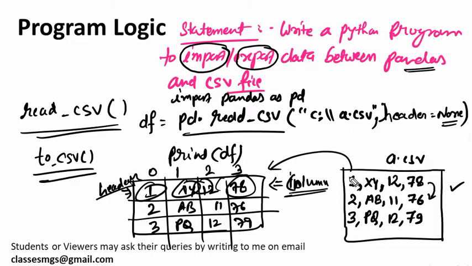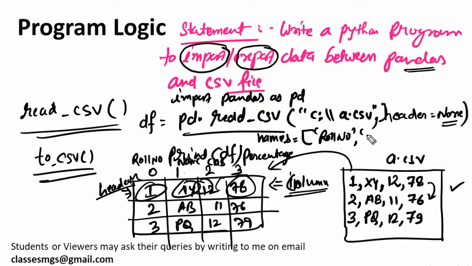And if you want to show header names, like in place of 0 you want to show roll number, in place of 1 the name, in place of 2 the class, and in place of 3 the percentage, let's suppose, then instead of header equals None you need to pass an argument names, and names equals to the column names you will pass here: roll number, then second one name, third one class, and fourth one percentage.